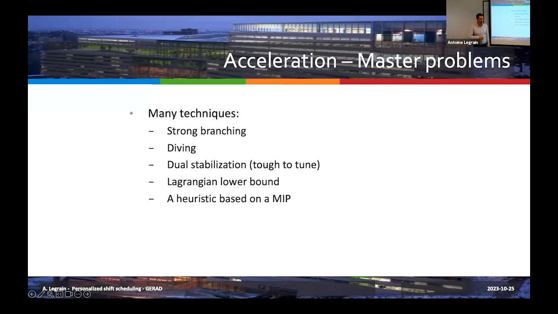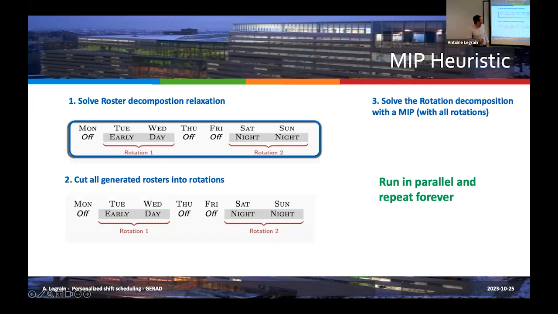For sure, we use the Lagrangian lower bound to prune. It's just a way to compute a lower bound: when you solve the subproblems to optimality, you can compute a bound with it. And also, what I will present now, we have built a heuristic based on the MIP problem to create more integer solutions faster. So let's talk about the MIP heuristic.